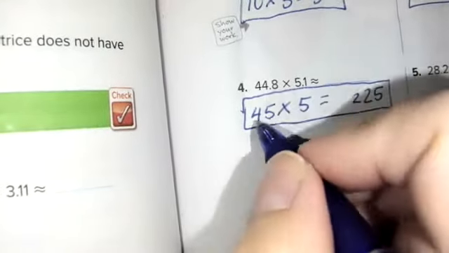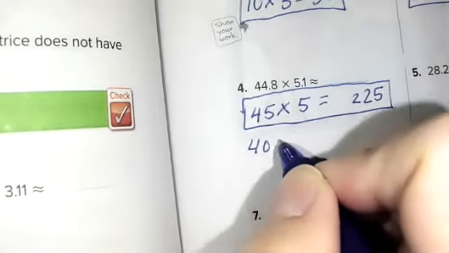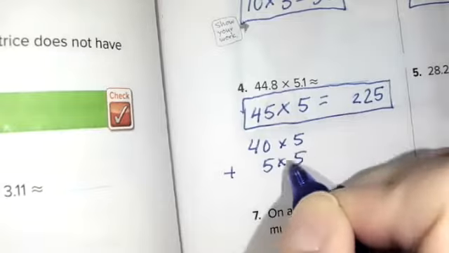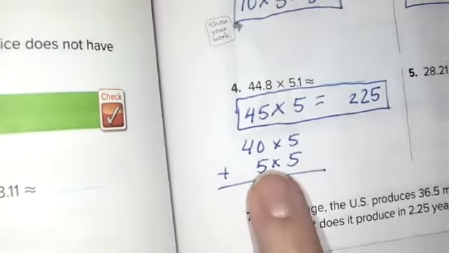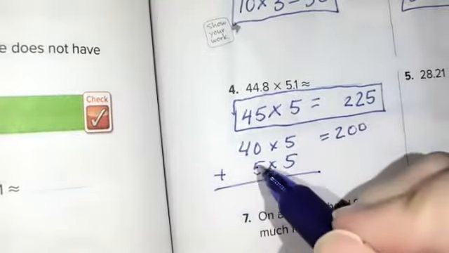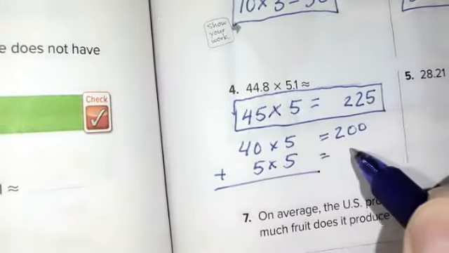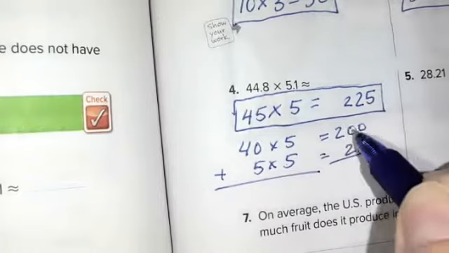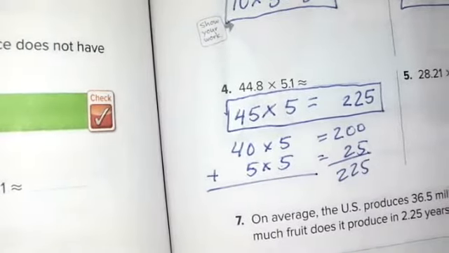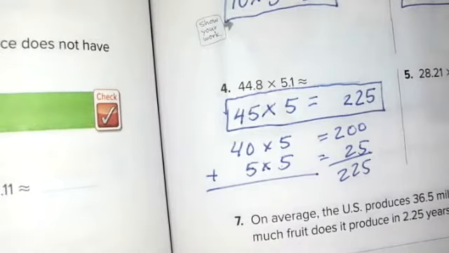In my head, I did 40 times 5, and I added that to 5 times 5, right? So what was 40 times 5? 200. What was 5 times 5? 25. What's 200 plus 25? 225. So you probably learned partial products in 4th grade.